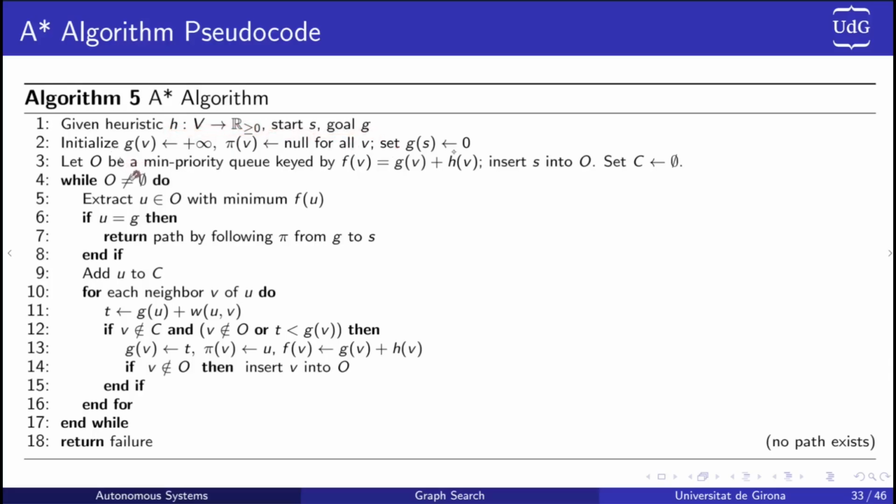We initially set all the costs to infinity, except for the starting node that we set to 0. We set all the policies to null because we don't know how to reach any node at the beginning. And then to the set O, that is this min priority queue with the function f(v), where f(v) is g(v) plus h(v), we insert s on it. That's all. And we keep the closed list as empty. And then we just extract the node u with the minimum f. If it's the goal, we are done. We just remove it. Again, it's possible that one of the neighbors is the goal.